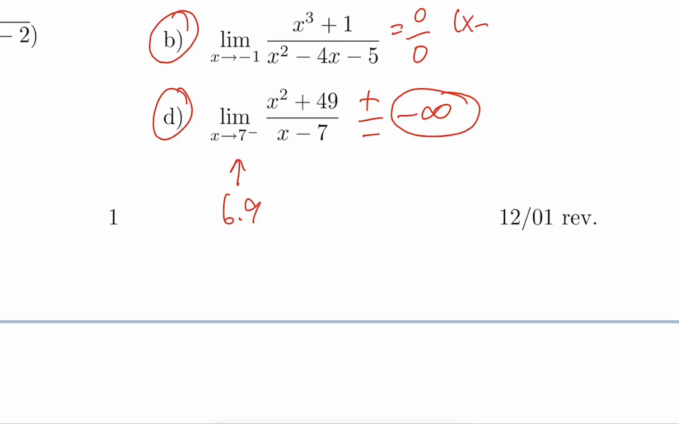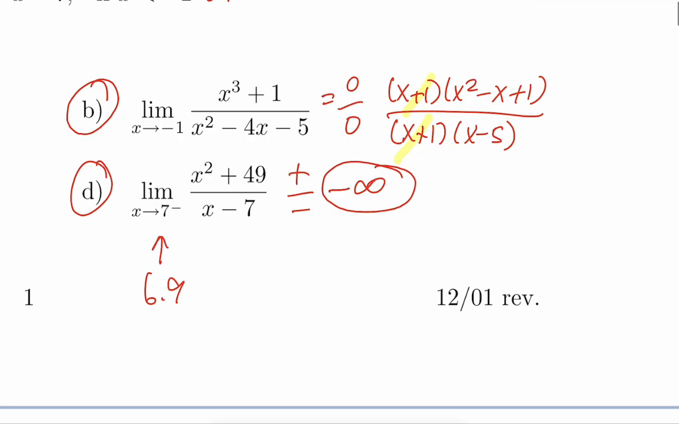That's x plus 1, x squared minus x plus 1, using the board formula. And this is x plus 1 and x minus 5. You fix it by crossing out the factor that is causing the issue. So if I stick in -1 on the top, I get 1 plus 1 plus 1. If I stick -1 in the bottom, I get -6. The answer is -1/2.